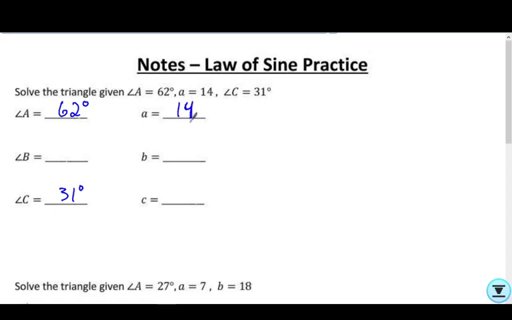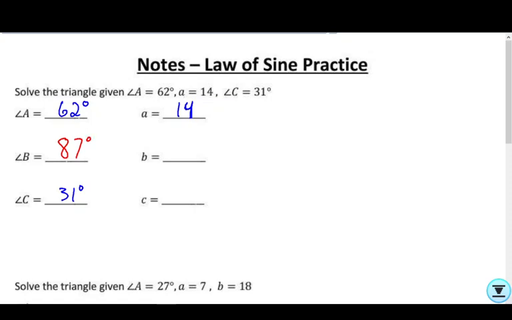Okay, and the whole reason I have you write it like this is so that you can see, one, which ratio you're going to start with, and two, if we can find easy pieces of information. Like for this one, I can find angle B really, really fast because I have two other angles, and I know that all three angles have to add up to 180 degrees. So if you take 180 and you subtract 62 and 31, you get angle B, which is 87. Okay, so that's the easy part.